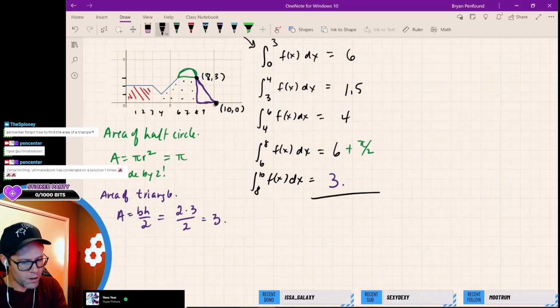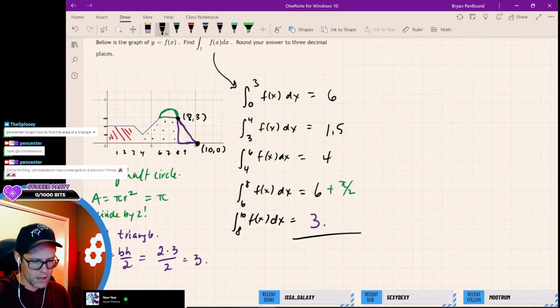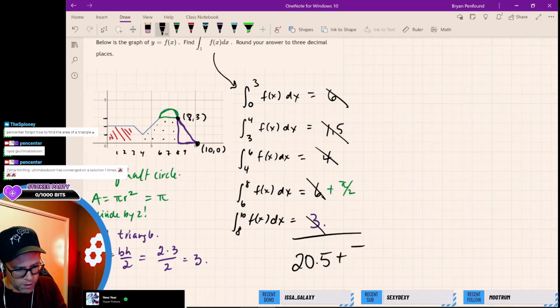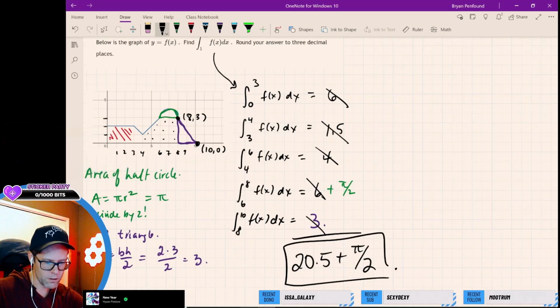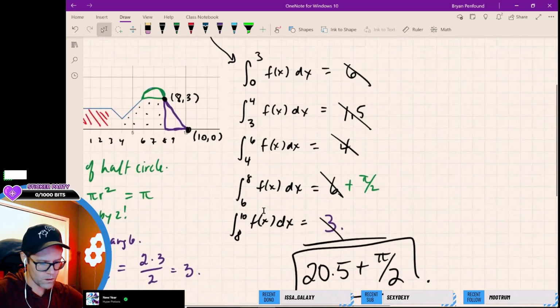So if we add up all of this stuff, we should be able to get the total area from 0 to 10. So we need 6, 10, 13, 19, 20.5. So 20.5 plus pi by 2. So this should be our final answer for our total area from 0 to 10. I think I did that right. 19, 20 and a half. I think that looks good. Cool.